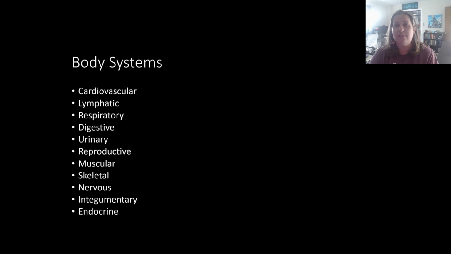So it's not just your nervous system, it's also your endocrine system with your hormones. Your hormones also play a big role in all the other body systems. So your nervous system and endocrine system are kind of the ones that are ultimately controlling the rest of the systems.